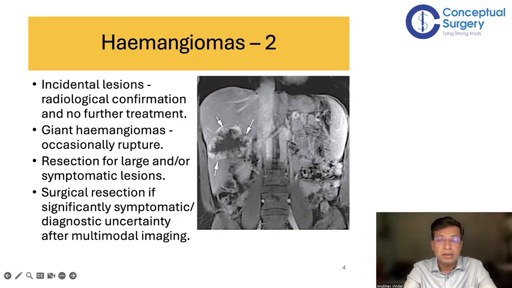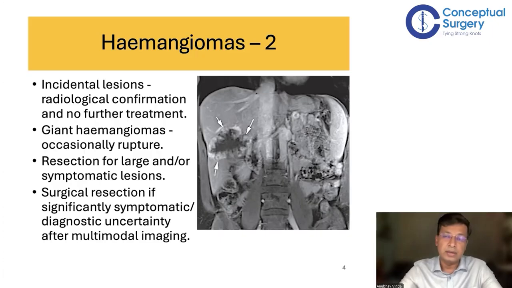Sometimes hemangiomas may attain large proportion, and in which case they are known as giant hemangiomas. And when they are close to the surface, they run a risk of occasional rupture, either spontaneous or secondary to trauma. So therefore, if you have diagnosed a hemangioma which is large, more than 5 centimeter in size, or is present in a subcapsular location, or is symptomatic in the form of pain due to stretching of the capsule, then that is the only indication in which a hemangioma warrants treatment, and the treatment for hemangioma is resection.